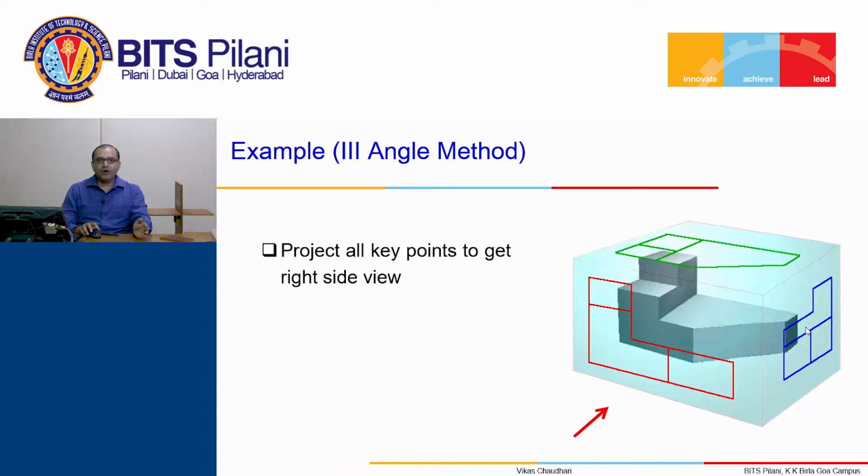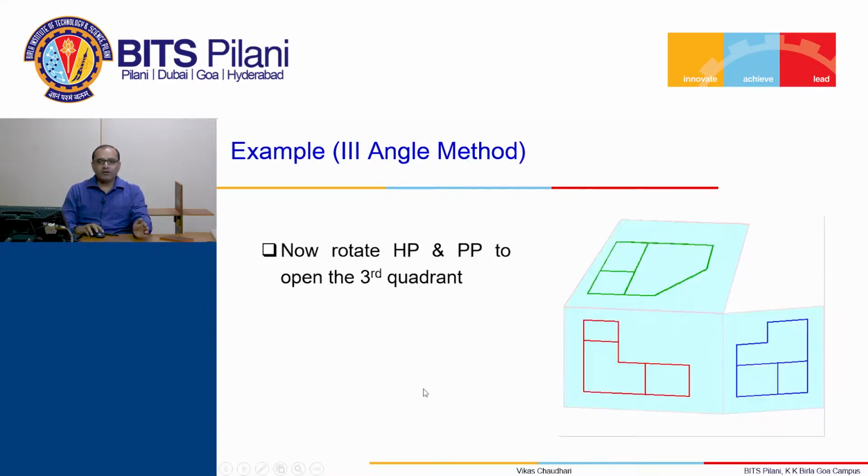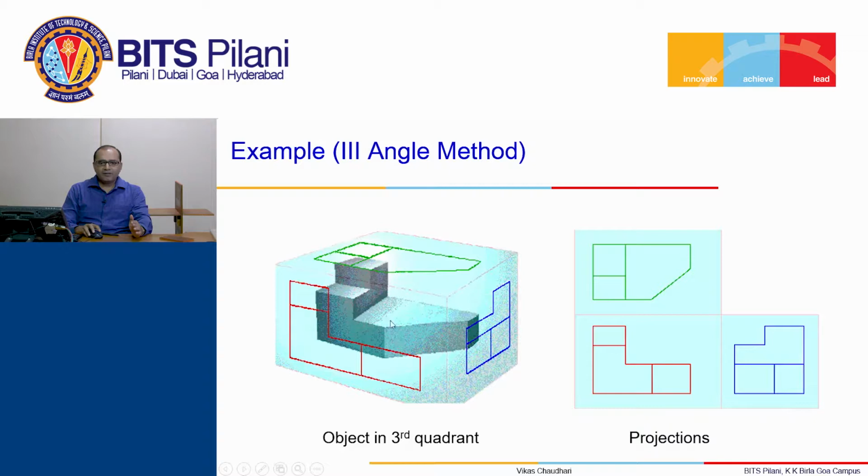Then next step, we have to open the quadrant. When we open the quadrant by rotating the horizontal plane and profile plane, we obtain these three figures in a single plane. So we can see here the object which is kept inside the quadrant and then the projections. We have the front view, exactly above the front view we have the top view, and right hand side of the front view we have the right hand side view. This is in the third angle method of projections.